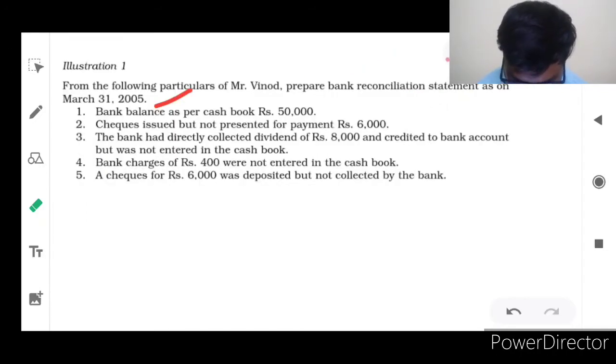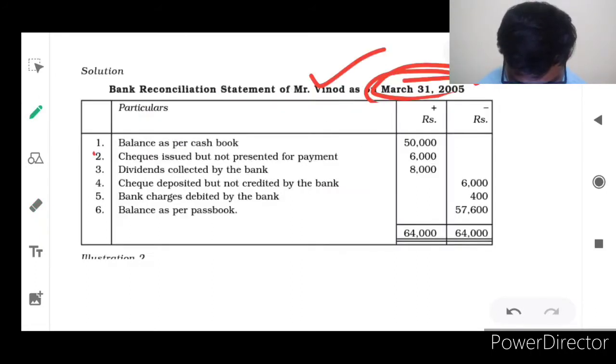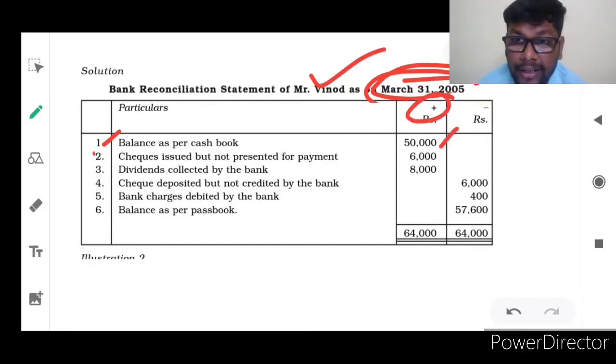Balance as per cash book, 50,000 rupees. First we have written balance as per cash book 50,000, a favorable balance because it is a debit balance of the cash book. We have to be very clear on it. The next one, what is it?